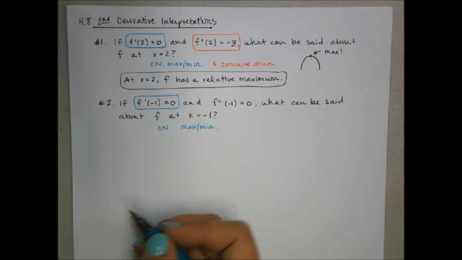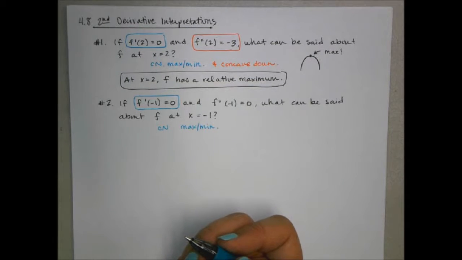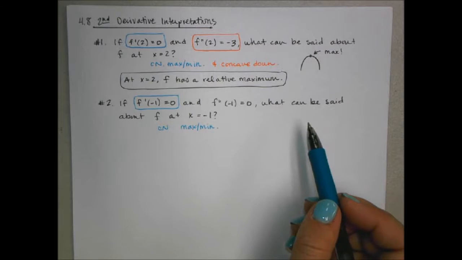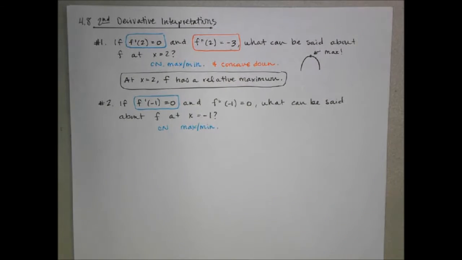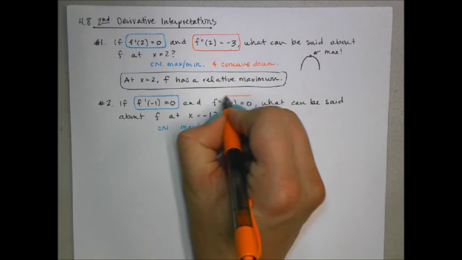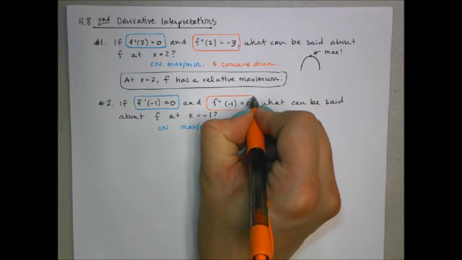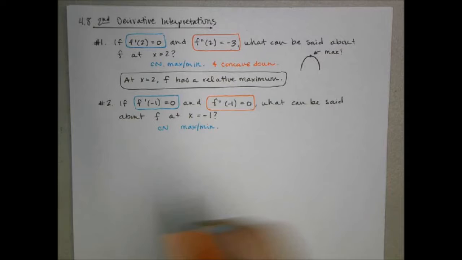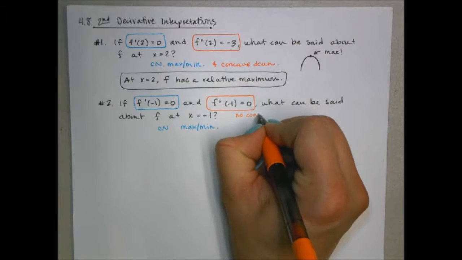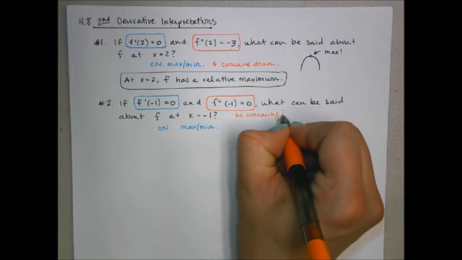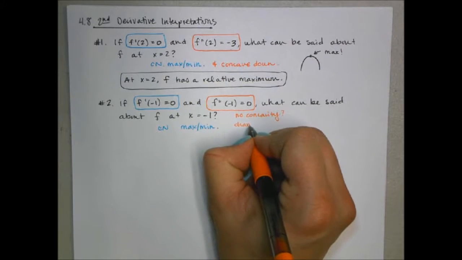So let's see. I would only know if it's a point of inflection if it's mentioned that the concavity changes at negative 1, and that wasn't said here anywhere, so I don't know that. Then I'm told my second derivative is 0, not positive, not negative, but equal to 0. So it's possible that the function has no concavity at this point, or it's possible that there's a change in concavity.